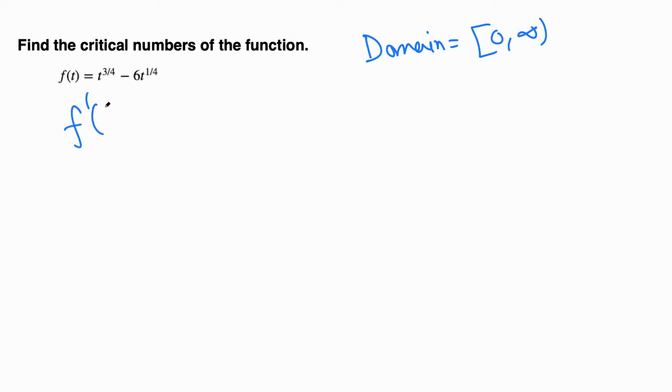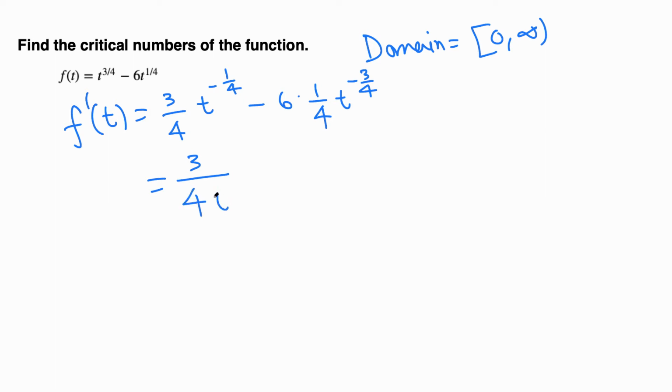Now we first find the derivative of this function. From the power rule, 3/4 t raised to 3/4 minus 1, that's -1/4, minus 6 times, from the power rule again, 1/4 t raised to 1/4 minus 1, that's -3/4. This negative means we can put it on the bottom: 3/4 t raised to 1/4 minus 6/4. 2 goes 3 times, 2 goes 2 times, and negative means put on the bottom.